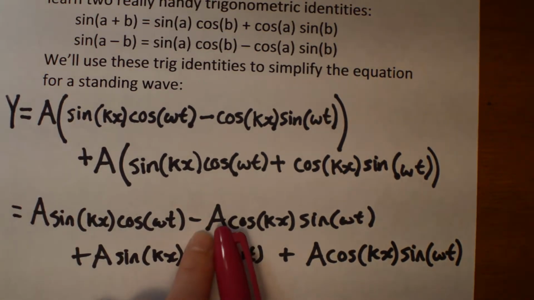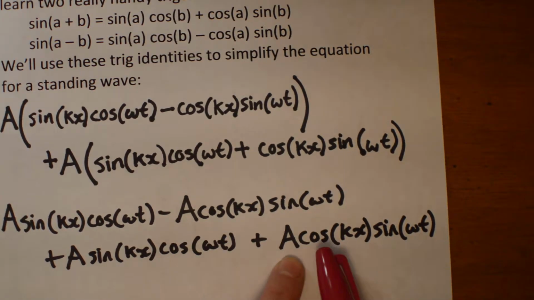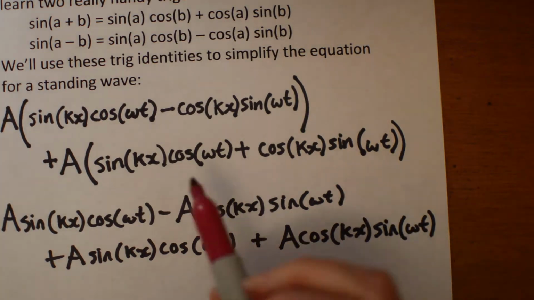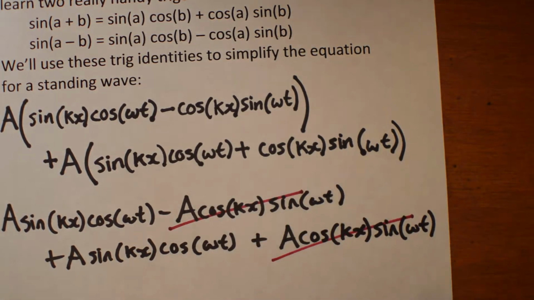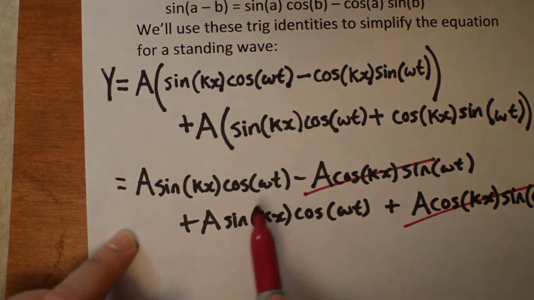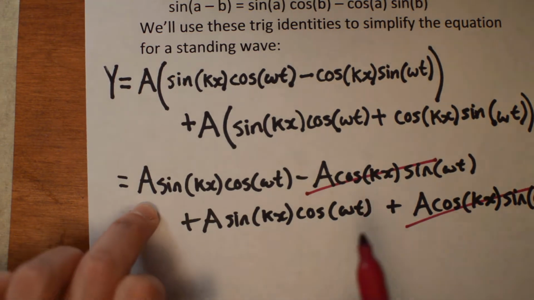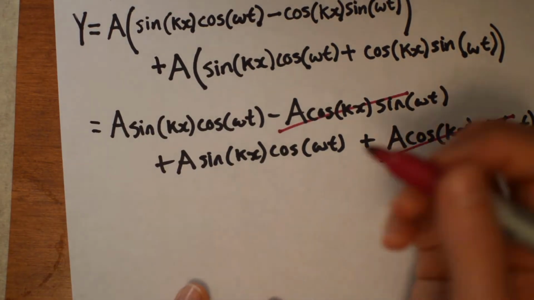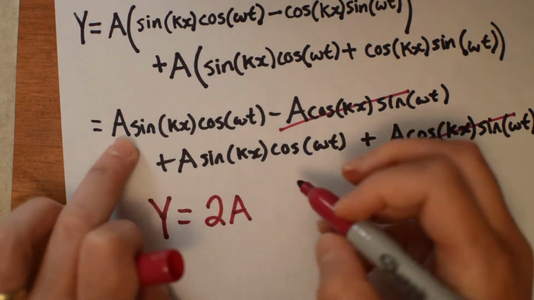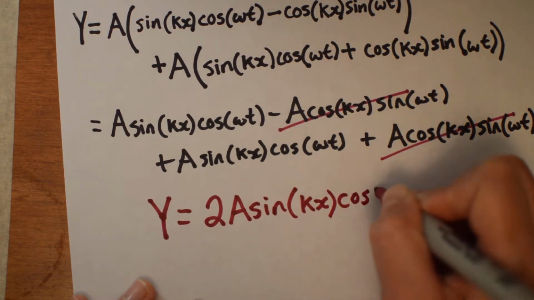Because what do you notice here? Here I've got a negative A cos of kx sine of omega t. Here I have a positive A cos of kx sine of omega t. Those terms are identical, except one is positive, one is negative. They're going to cancel each other out. That's gone. The other great thing I have is an A sine of kx cos omega t plus another A sine of kx cos omega t. What I have here is two of these A sine kx cos omega t's. So altogether, y is just 2 of this bit, the A sine kx cos omega t.